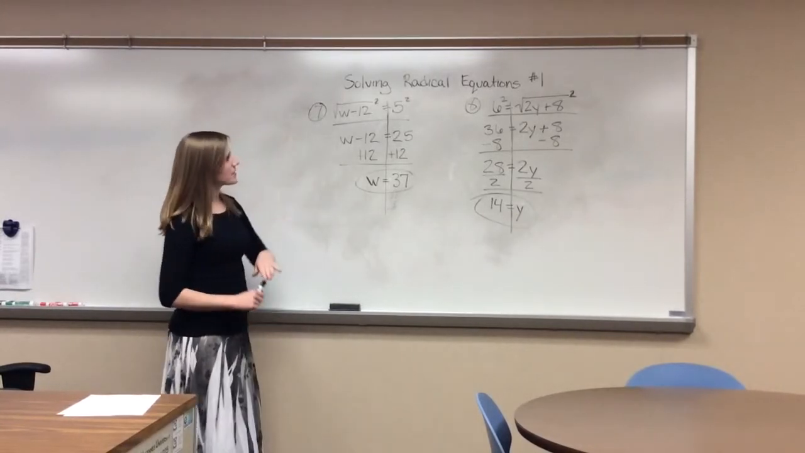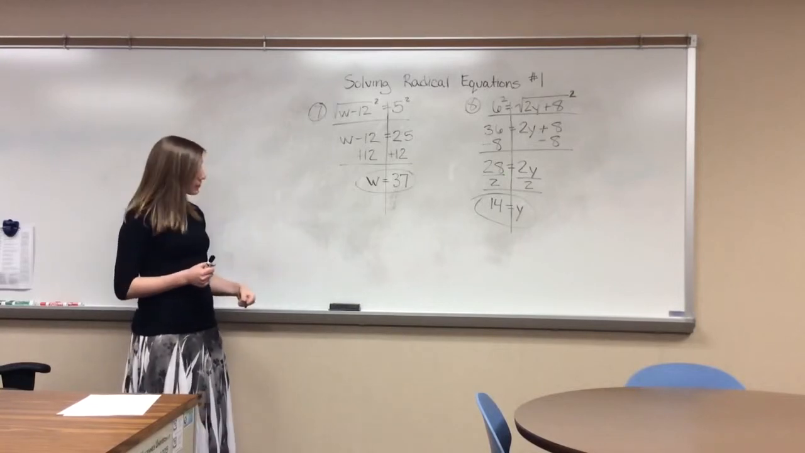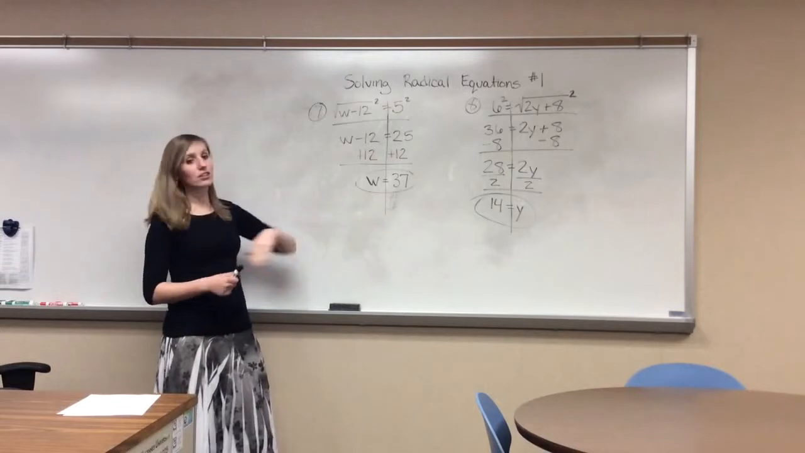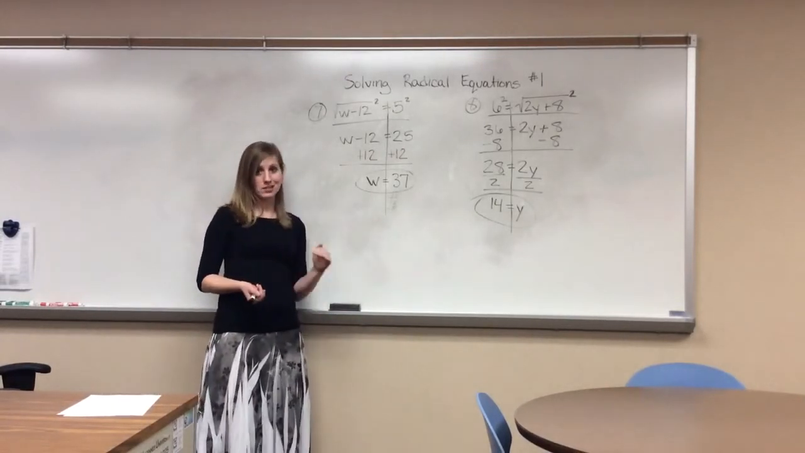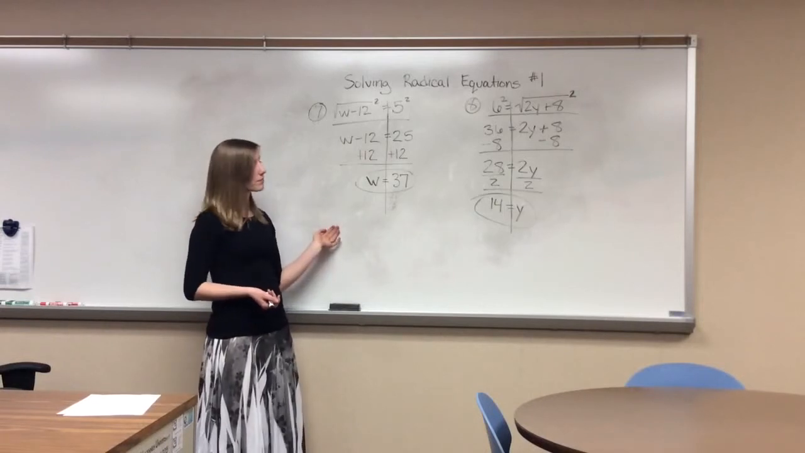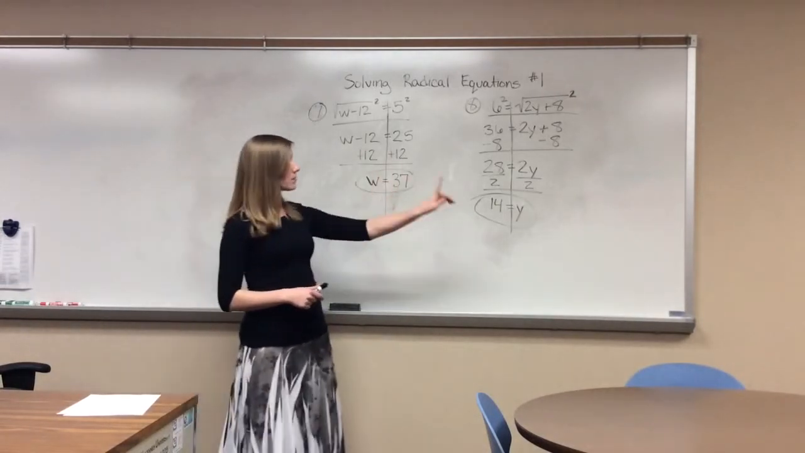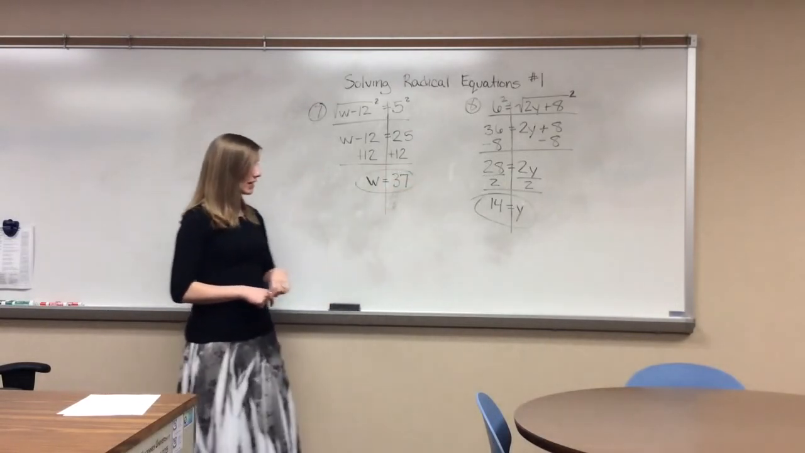Our last two problems, 7 and 8. Again, you need to make sure that you get rid of the square root first by squaring both sides and then solve the equation. For number 7, you should get that w equals 37. If you did not, go ahead and pause the video, check your work with mine. And lastly, number 8. Again, I squared both sides and then I got y by itself. You should get that 14 equals y.